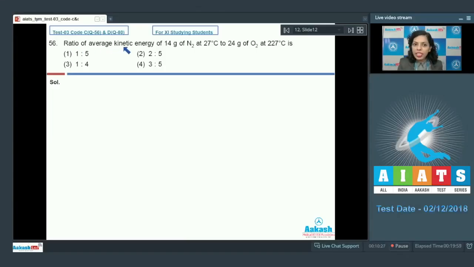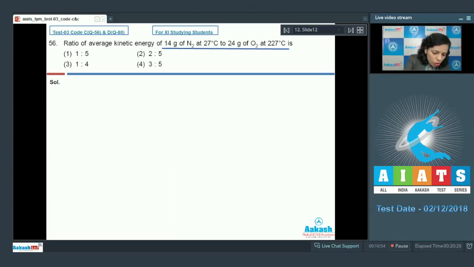The ratio of average kinetic energy of 14 gram of nitrogen at 27 degrees Celsius to 24 gram of oxygen at 227 degrees Celsius is. It means we have two different gases we are talking about, and in these two gases we have different temperatures also. We just have to find out the ratio of average kinetic energy of these two gases.